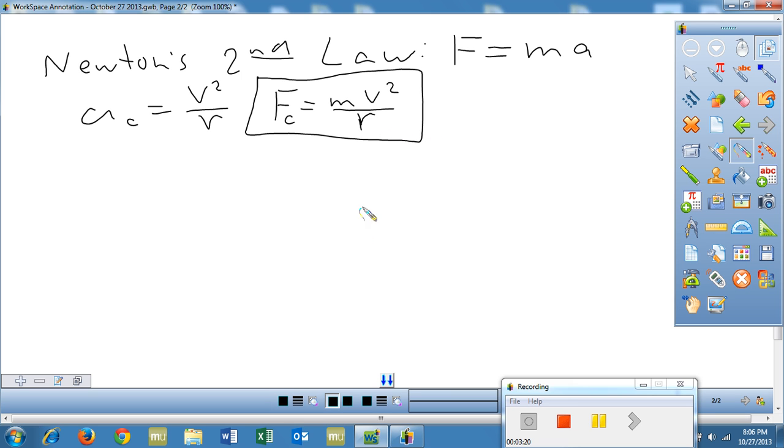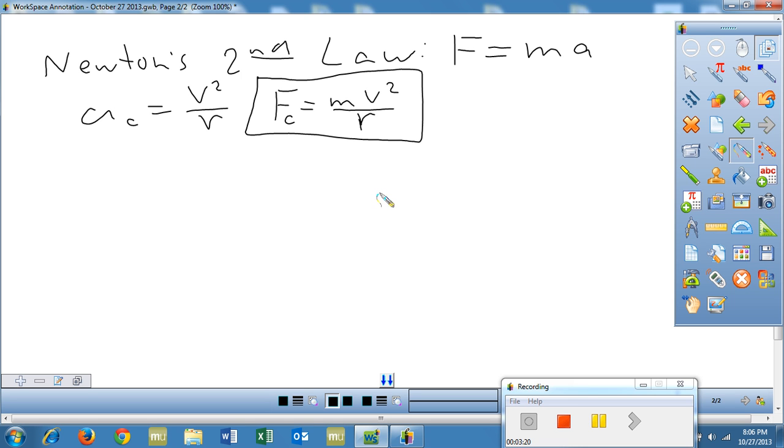Oftentimes, people talk about something called centrifugal force, and they say that's the force, for instance, if you're riding in a car and it makes a left turn, you feel like you're forced to the right side of the car, and you say that's centrifugal force. Well, physicists say there's no such thing as centrifugal force, because you are actually not being forced to the right when the car turns left.